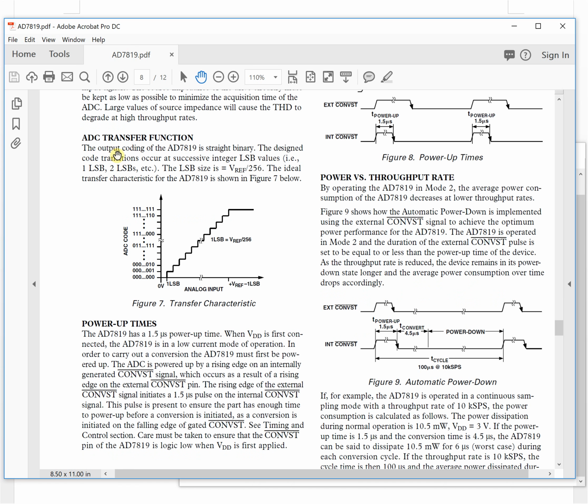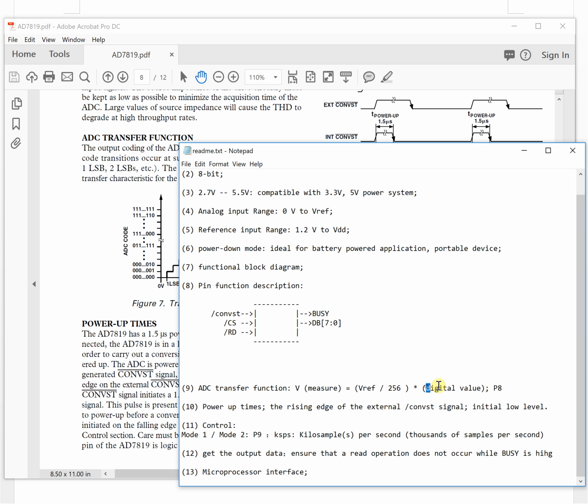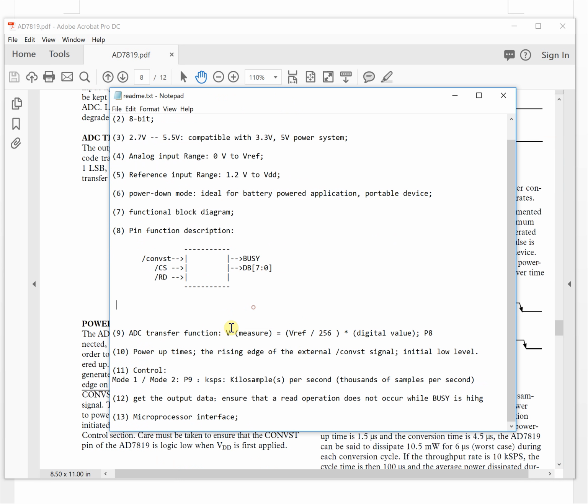You will see the output coding of the ADC is straight binary. Very good. It means you can see from 0 to 256, the minimum to the maximum. It measures from 0 to the reference voltage. The reference voltage is equally divided by 256, and then you get the digital value, multiplied to get the measured input voltage. This is the formula you can use to calculate your input voltage.